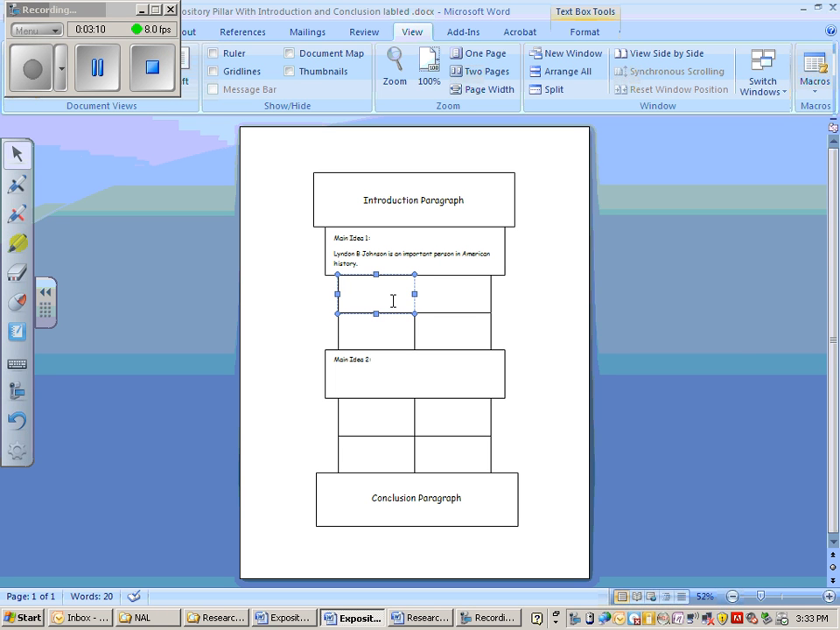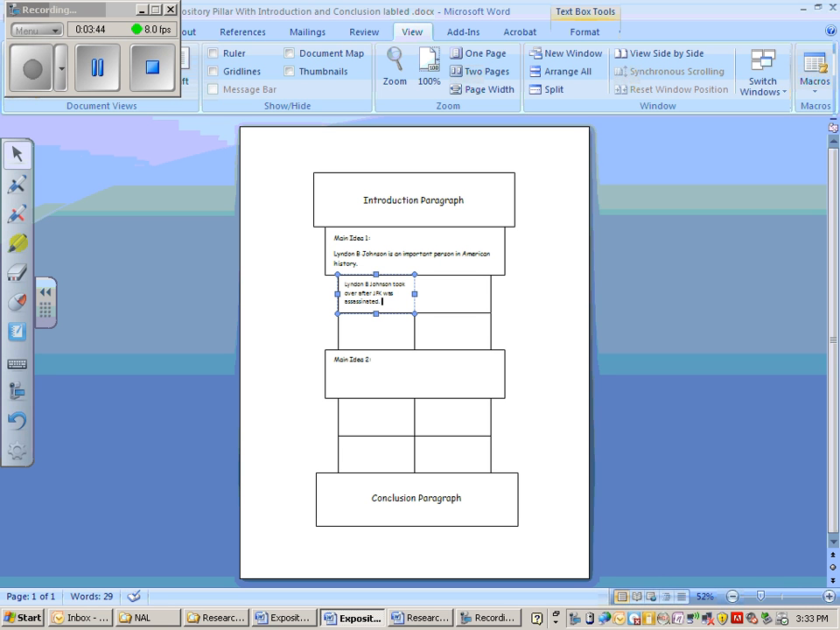My first detail is going to be that Lyndon B. Johnson was, I'm sorry, I'm going to change that. Lyndon B. Johnson took over as president. And actually, you know what? I'm not going to make this a complete sentence because this is notes. So I'm just going to say Lyndon B. Johnson took over after JFK was assassinated.